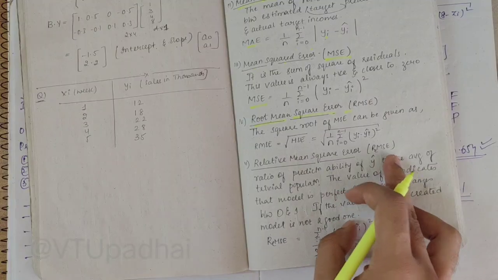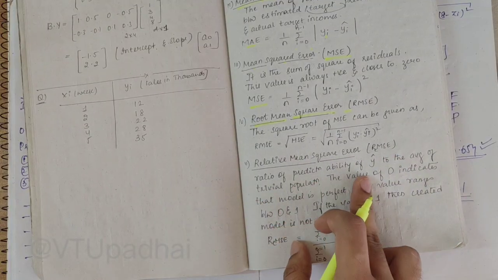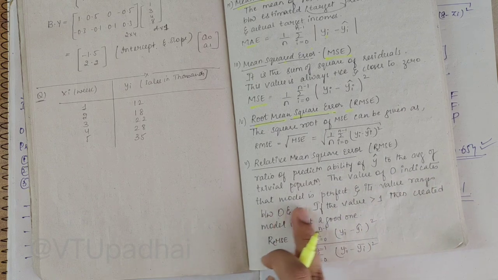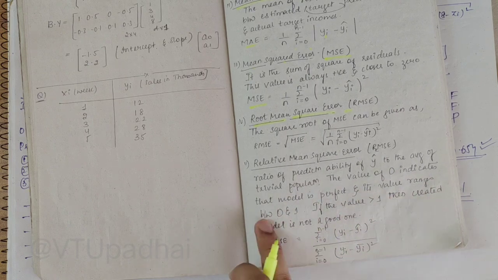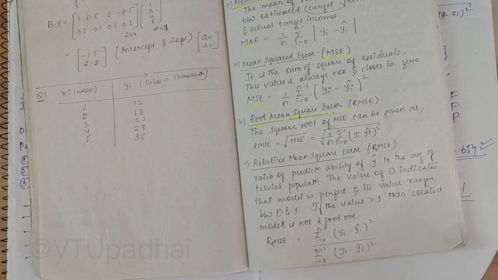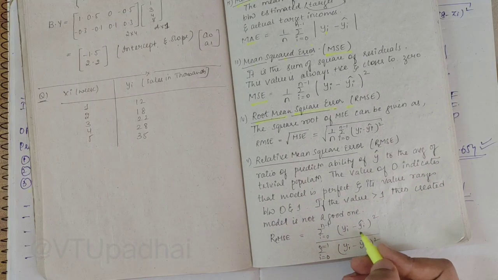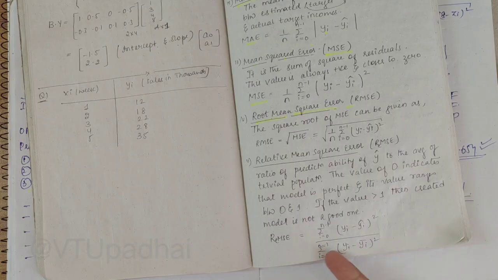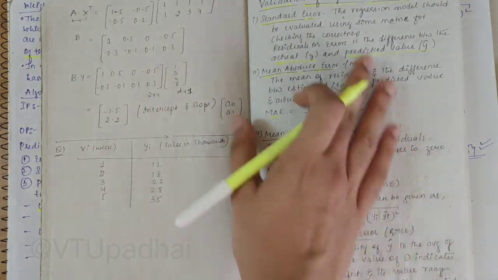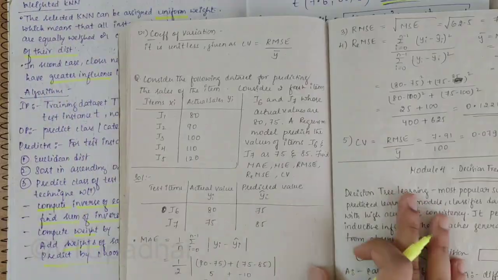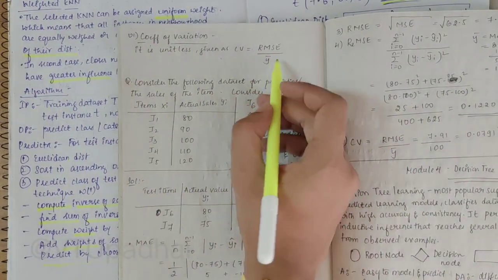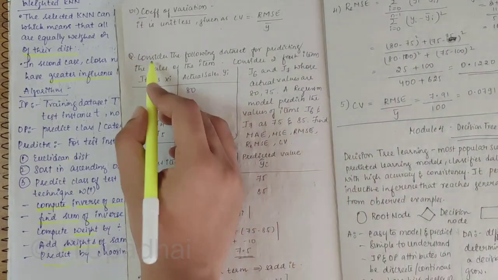This is RE MSE, the ratio of prediction ability of y cap to the average of the trivial population. The value of 0 indicates that the model is perfect and its value ranges between 0 and 1. If the value is greater than 1, then the created model is not a good one. So here I write (yi minus y cap) whole square by (yi minus y bar) whole square. Y bar is the mean value which we have seen here. Once we solve the problems, we'll understand it better. Then I have the coefficient of variation, which is root mean square error by y bar value. Okay, so consider this question.